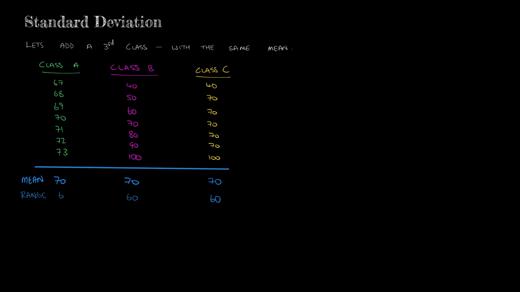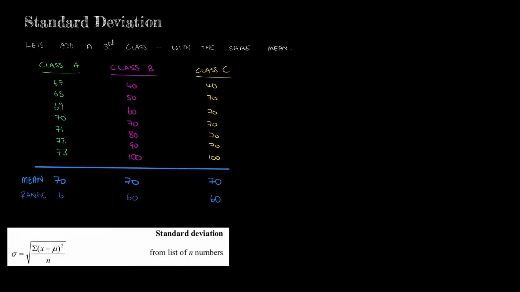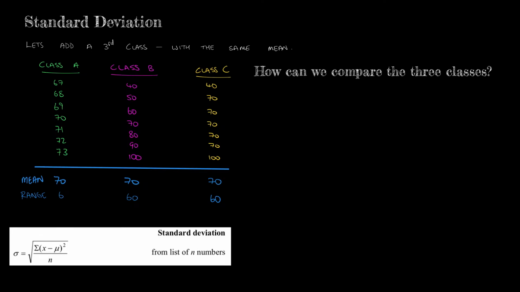Okay, so standard deviation, what we're going to do is find how much these marks deviate from the mean, right? So deviate from the average. And we know the average in each of these cases is 70. So how can we compare these three classes? First thing we need to do is consider how far they differ from the mean. So that's what I was just saying there. We need to see how far these classes differ from the mean.